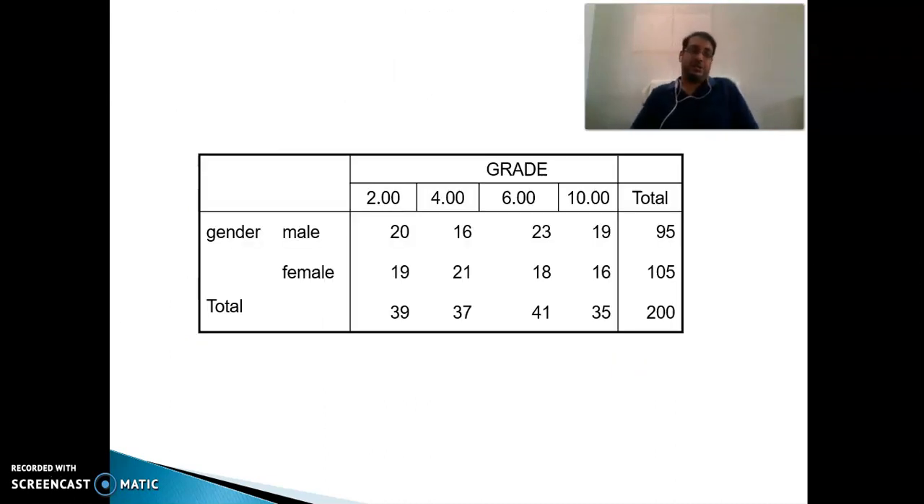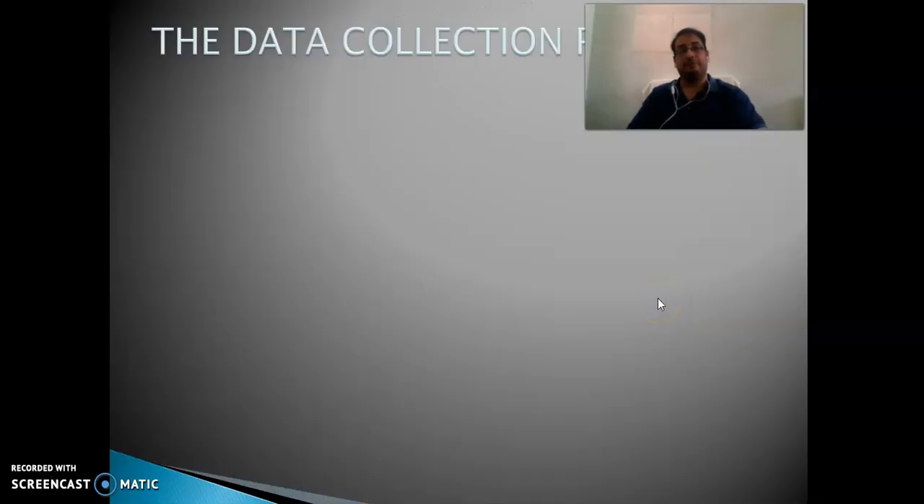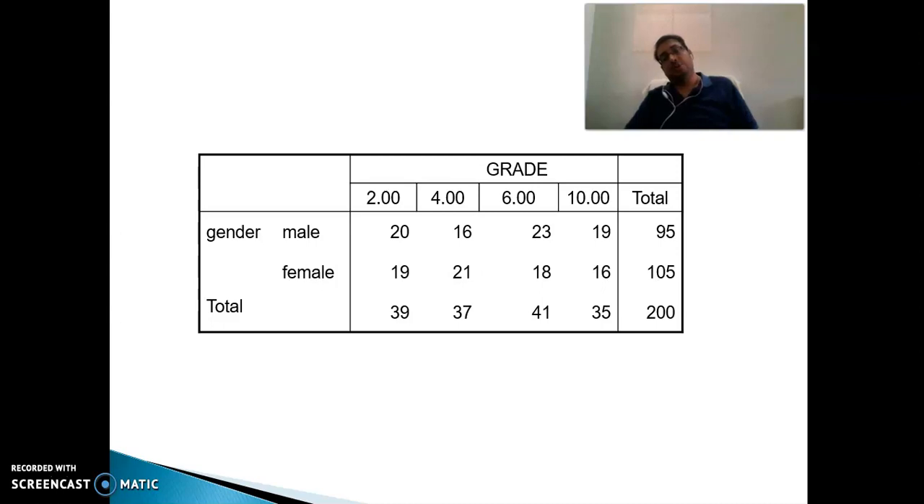Let's look at this example. So let's say we have a sample size of 200. So out of 200, let's say in your questionnaire you have the variable gender. So gender consists of male and female. So in this sample size you have 95 male and 105 female. So you have grade points 2, 4, 6 and 10.